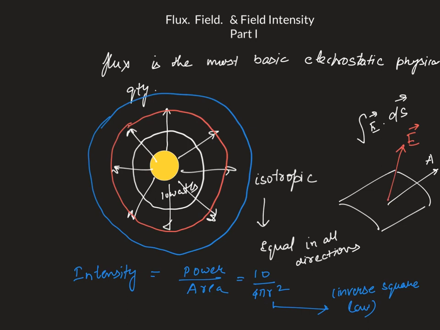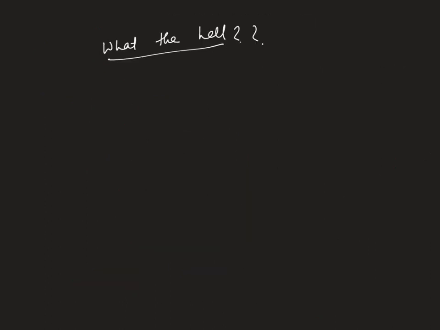It would be interesting to tell you at this point of time that you have studied the inverse square law in all basic forces. For example, in gravitational force, the inverse square law was G m1 m2 upon r squared. And in Coulomb's law, the electrostatic force was k q1 q2 upon r squared. So there is something special about this r squared that we need to understand, and then we will get to know the basics of flux.